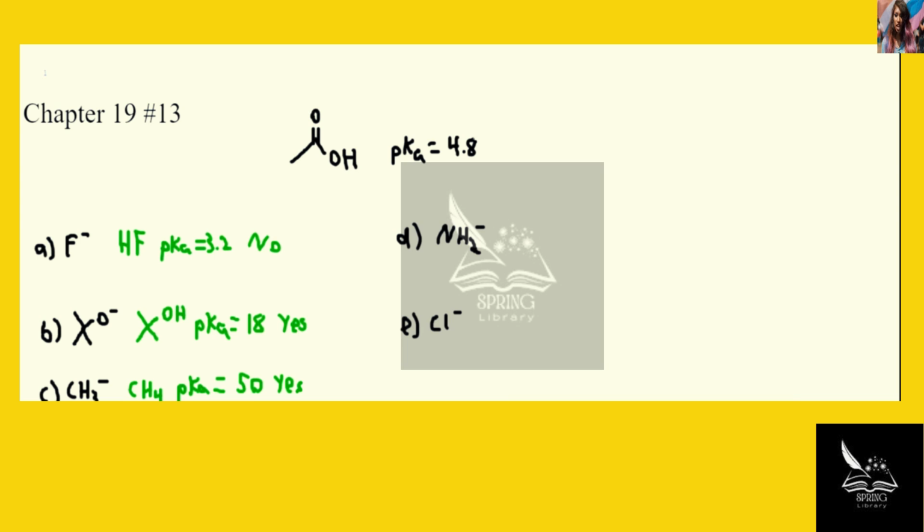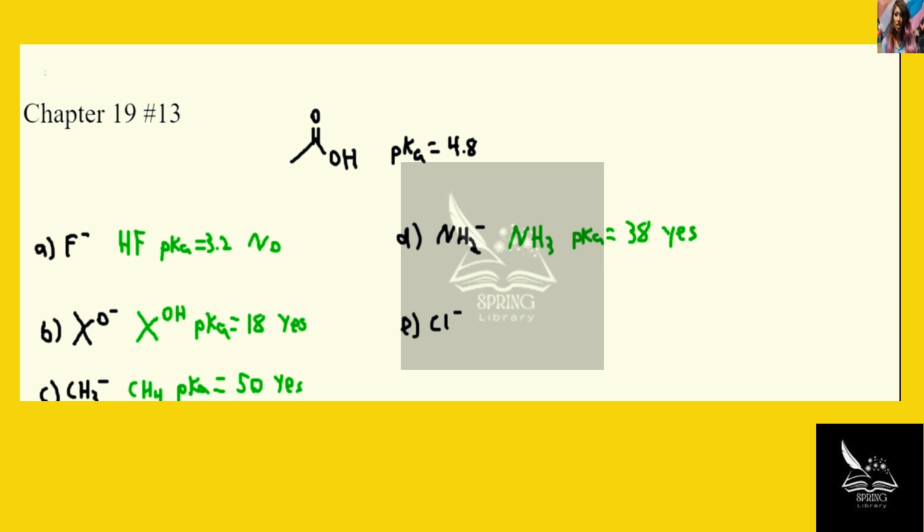Okay. And then for D, the conjugate acid is going to be ammonia. Ammonia's pKa is 38. So yes, strong enough.